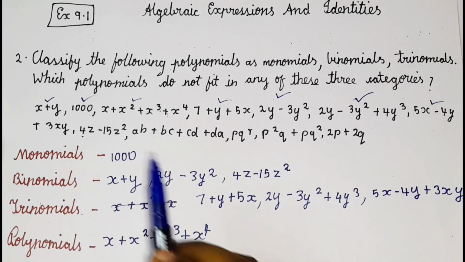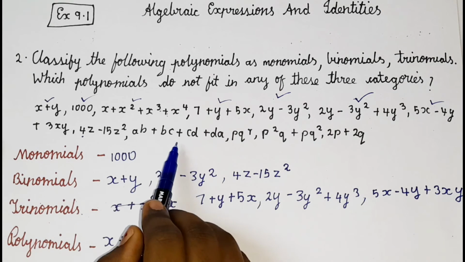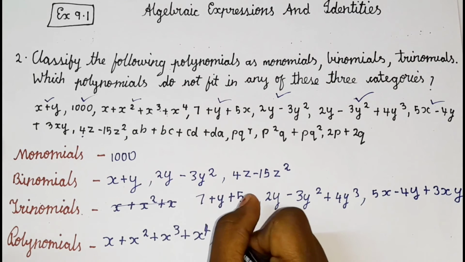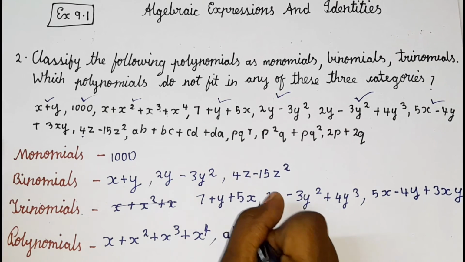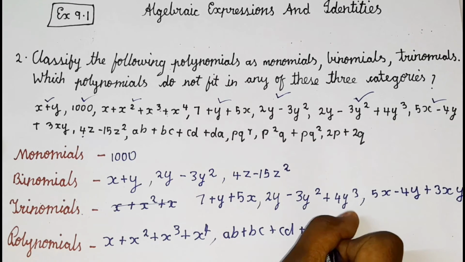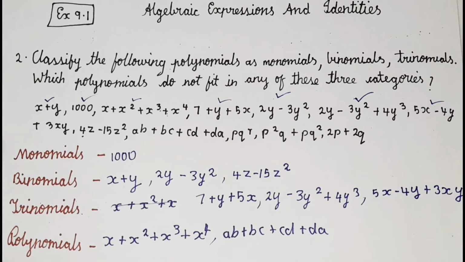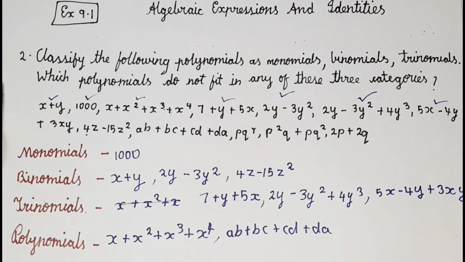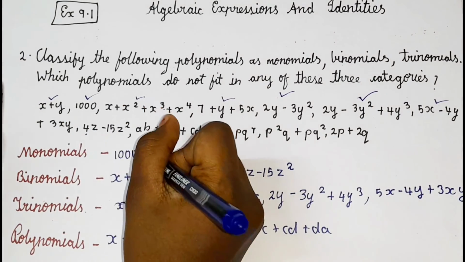So next we have AB plus BC plus CD plus DA. So this is having four terms. So four or more terms, what does it mean? It is a polynomial. So AB plus BC plus CD plus DA is a polynomial. So next we have PQR. So this is a single term, am I right? So single term means it is a monomial.